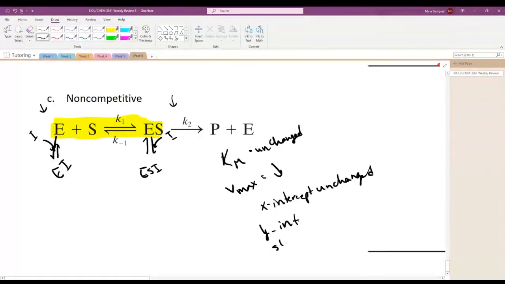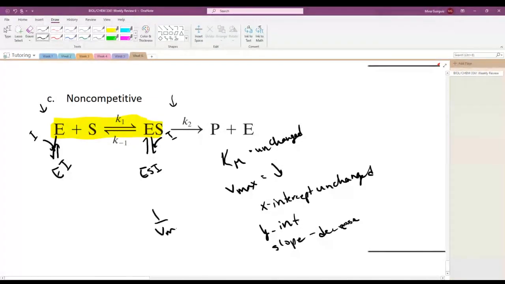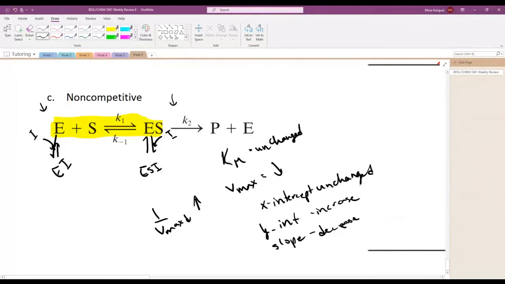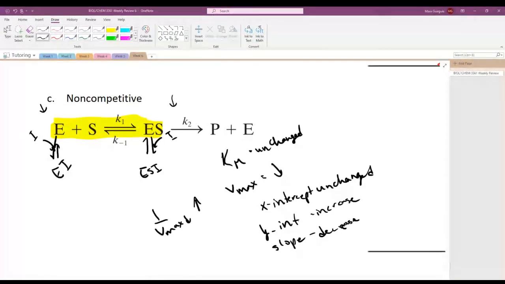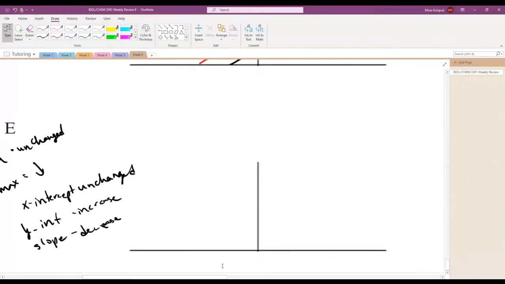Your y-intercept and your slope will decrease. However, your y-intercept is 1 over Vmax. So when Vmax decreases, this entire term increases. Increase. Okay. Does that make sense? Okay. Yes. Awesome. So let's draw that.